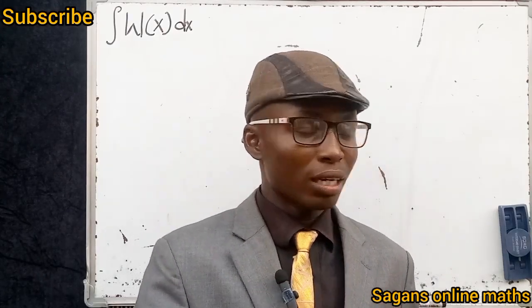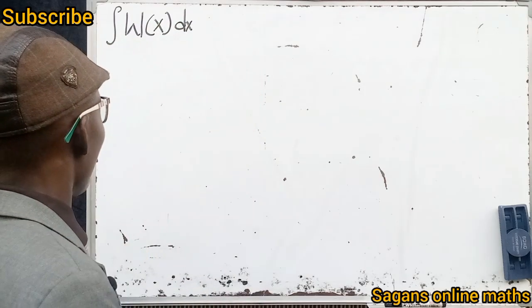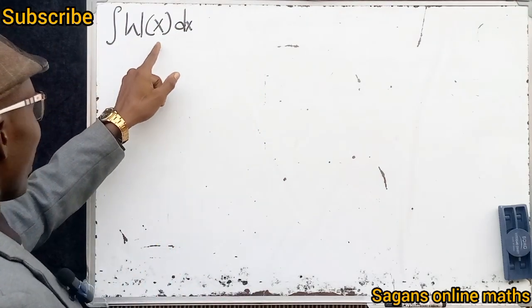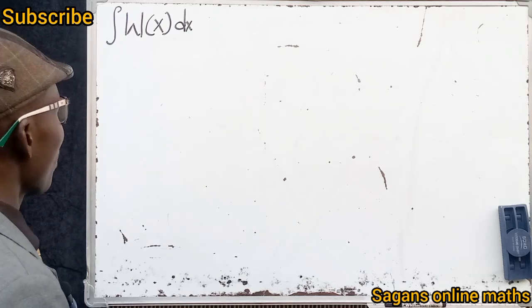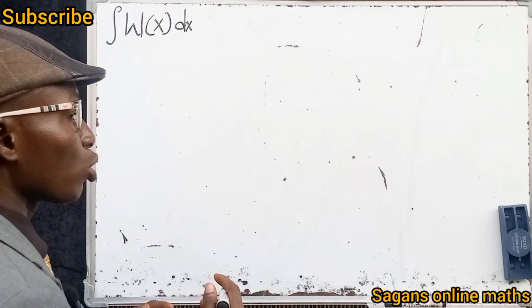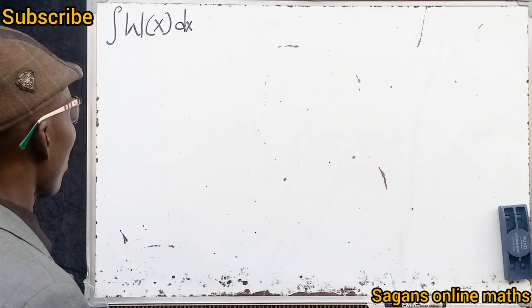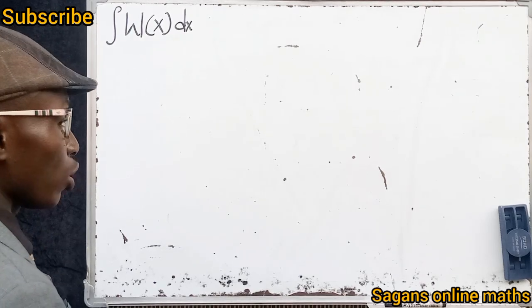Let's solve this question together. Look at what you are given. We are given the integral of the W function of x dx. We are asked to integrate this function with respect to x. Now, remember that the Lambert W function is the inverse of the product of x and e to the power of x, the logarithm, okay?